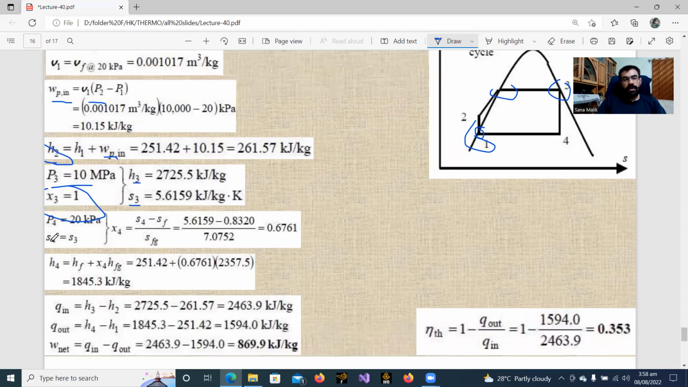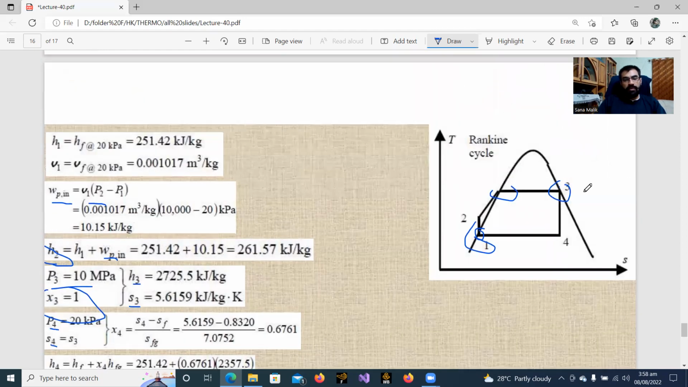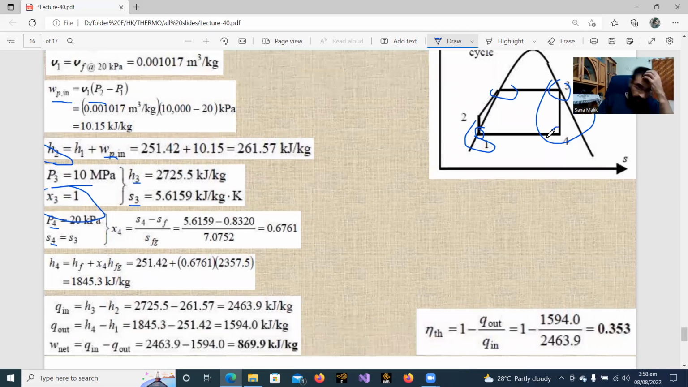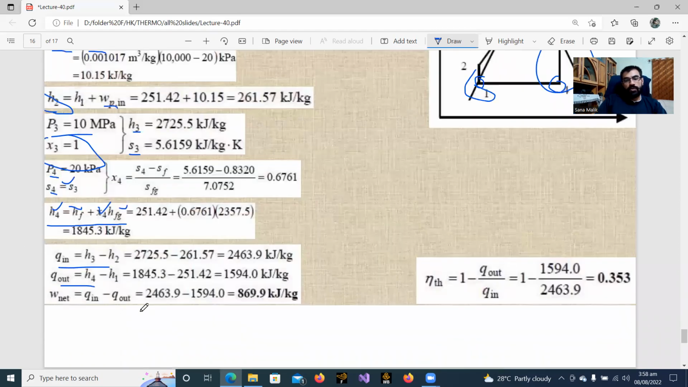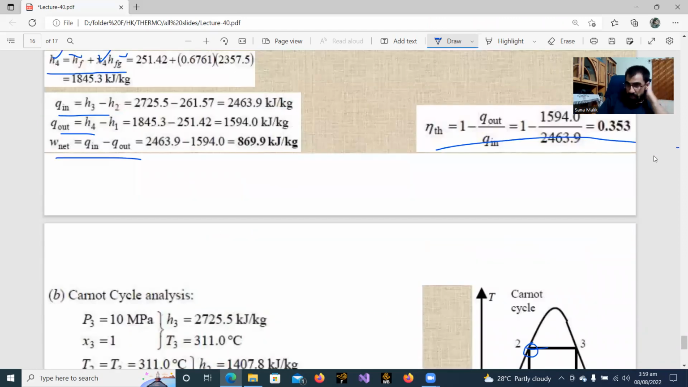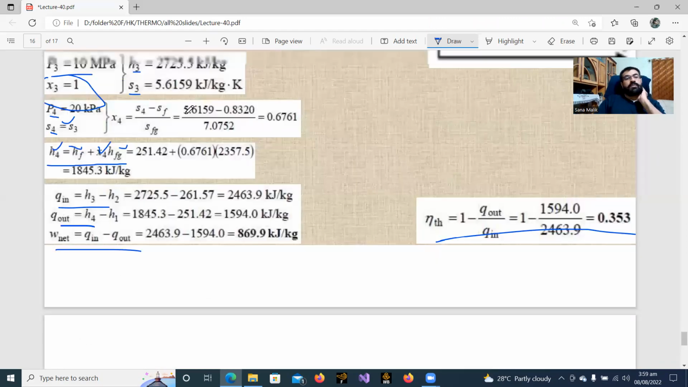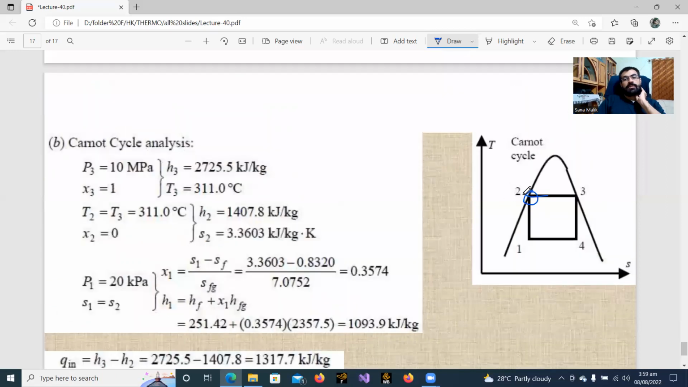We have P4, and S4 is equal to S3. We will try to find the quality of this state. We will use this relationship for X4 and S4, find HF and HFG, and find H4. Q in is H3 minus H2, Q out is H4 minus H1. Net work is Q in minus Q out, and this gives an efficiency of 35.3%. Next, for the Carnot cycle analysis, this is a simple, ideal Carnot cycle.